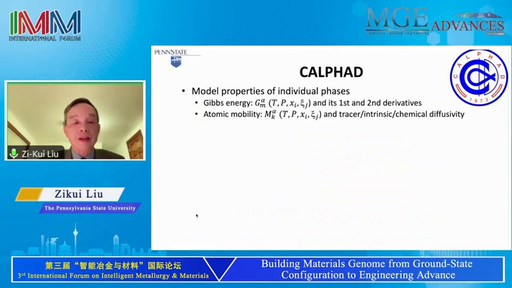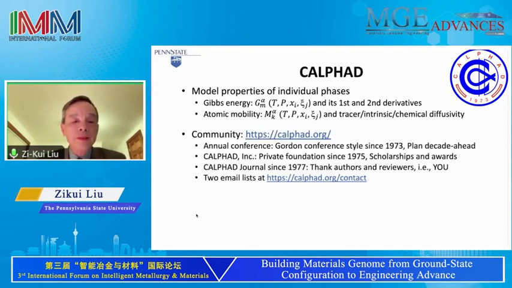Okay, as I mentioned, CALPHAD is the modeling of the properties of free energy and the atomic mobility is for thermodynamics and kinetics. And then CALPHAD has a community. It has the annual conference. It has a private foundation. And it has a journal. And if you want to join our email list, if you go to this website, calphad.org, contact there, you can subscribe to the two mailing lists we have.